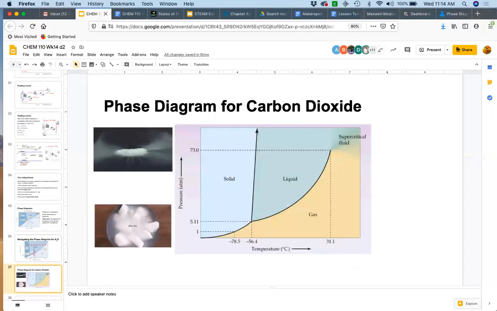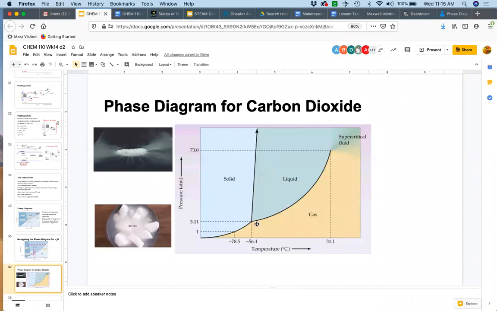So here's an example. Here's carbon dioxide. You've probably seen this. It's often used, for example, as smoke for special events. Sometimes it's used to make ice cream. But here is the phase diagram for carbon dioxide. It actually is also a supercritical fluid. And you can see here its triple point is negative 56.4 degrees Celsius and 5.11 atmospheres.